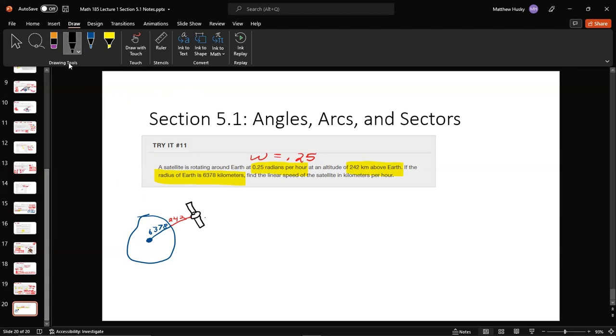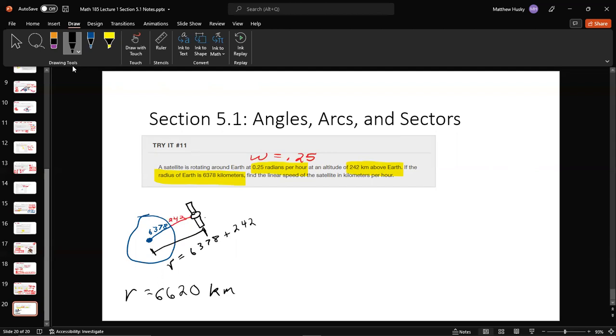And so anyway, the big takeaway from this is if you put these together, that will be the value of R. So the radius is that. So R is 6378 plus 242, which is 6620. There you go, 6620, and that is kilometers.